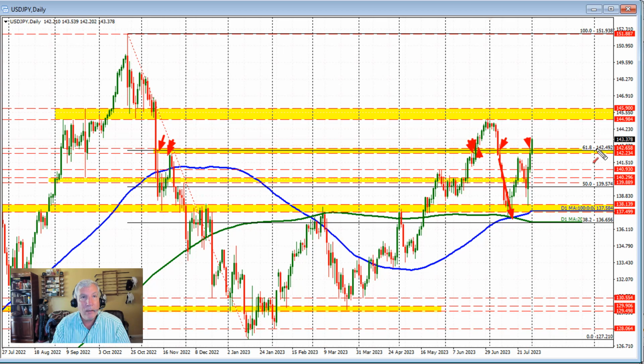So get below the 65 level, get below the 49 level, and we'll take care of the 23 level on the downside, which is the low of this swing area. That opens up the door to the downside in the dollar versus yen.